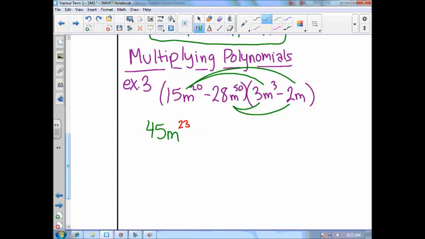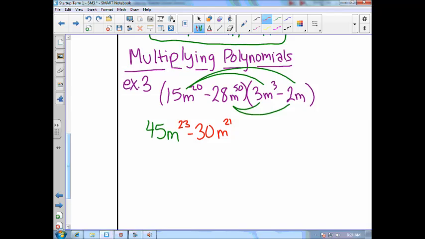Okay, and let's move over to Austin. Can you do the next one, Austin? 15m to the 20th times, notice, negative 2m. What would we get with that? Negative 30 what? To the? Yep, 21st power.